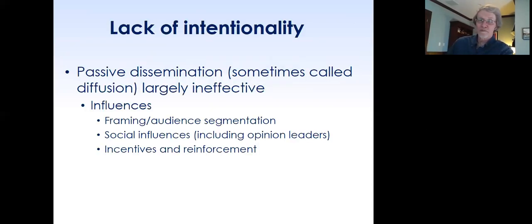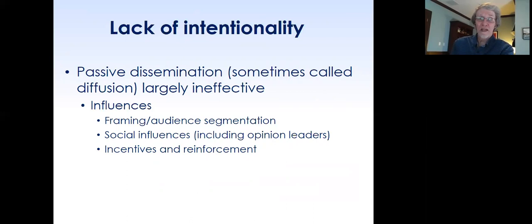On the first one, passive dissemination, or sometimes called diffusion, is largely ineffective. So if you have a new finding of a new study, a randomized trial, and you get it published in the New England Journal of Medicine, and suddenly that publication is going to change practice, it's probably not going to work that way. It might change practice for 3 to 5% of the practices, but for most it takes more.